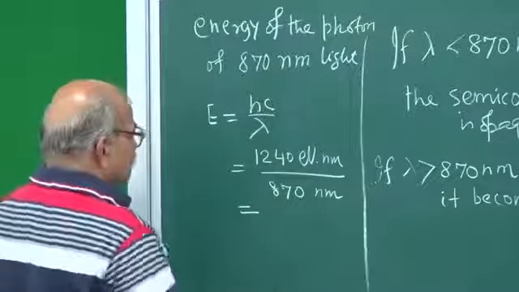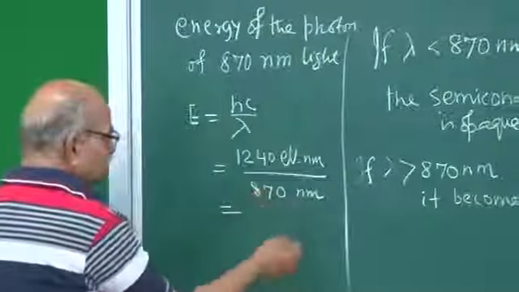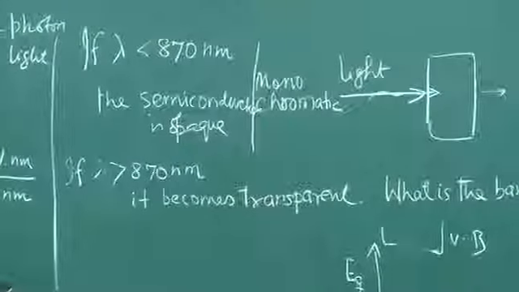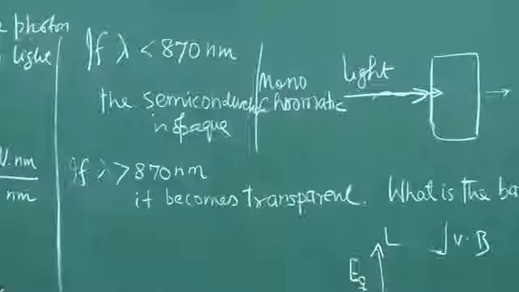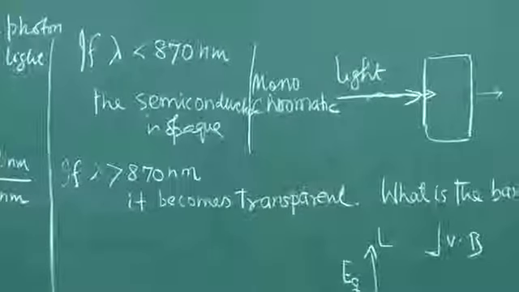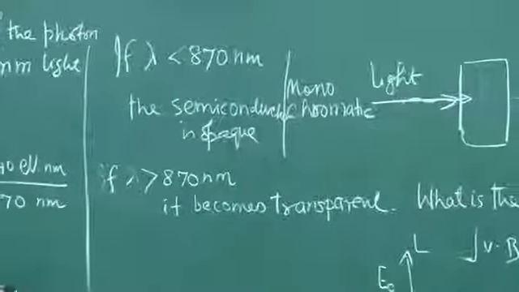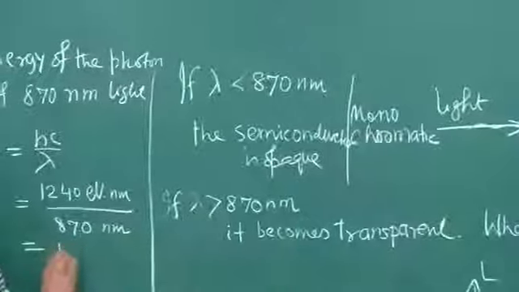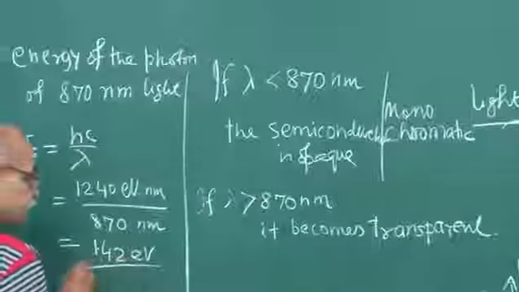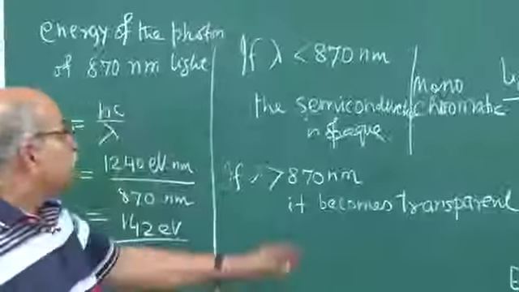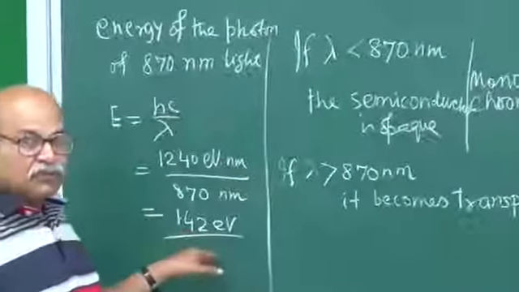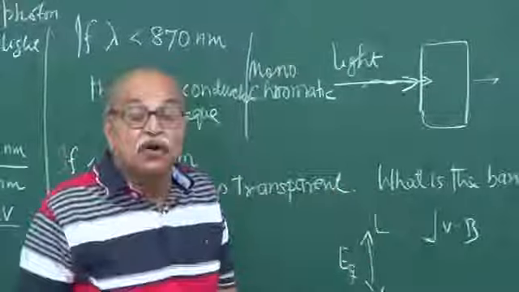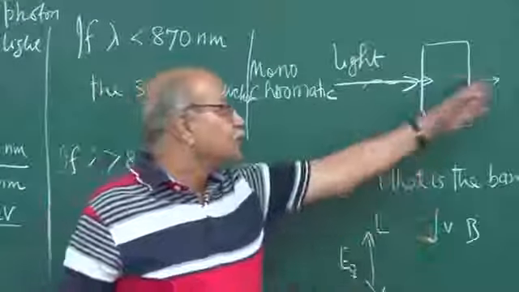So, you can work out how much this energy is. 1240 divided by 870. So, let me calculate. This is 124 divided by 87, and this is 1.42, almost 1.42 eV. So, that means if lambda is less than this, the energy is more than 1.42. So if the energy is more than 1.42, then it gets absorbed. It is opaque. Light doesn't come out.